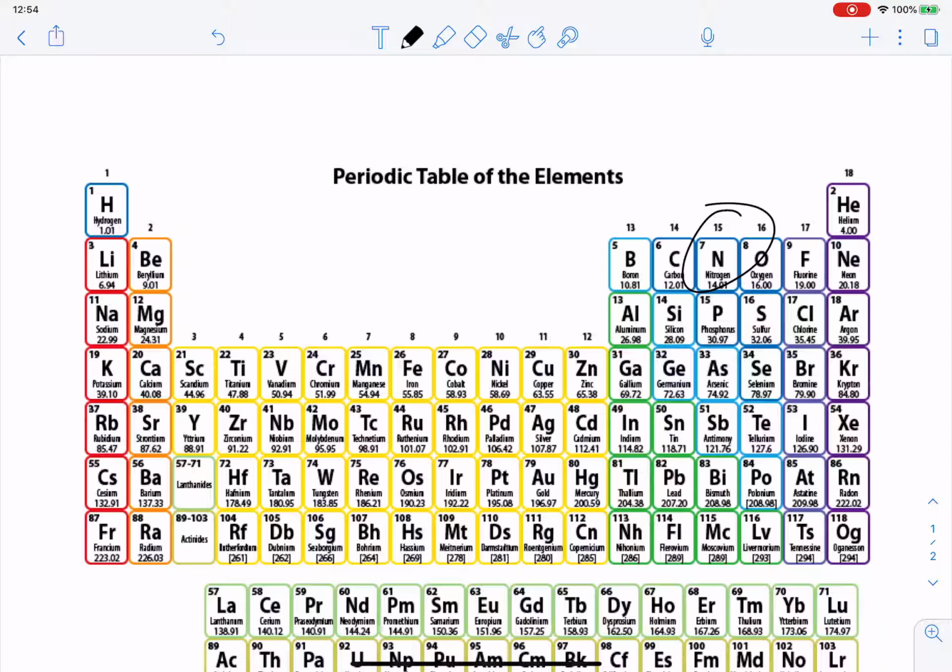If you remember how to do that, we go from 1s2, 2s2, and then we have to count. It's in the p orbital, so this would be 2p3. Okay, so what we also need to do is to draw a model of our element.